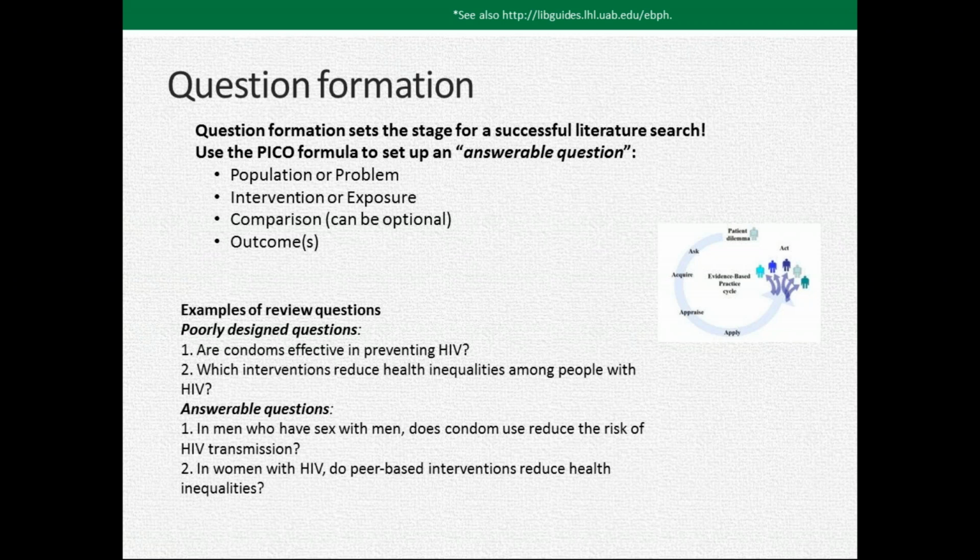Another example of a more poorly designed question is: which interventions reduce health inequalities among people with HIV? Now, I think if you think about that, that can be a kind of broad question. So again, you want to target it. So perhaps we might think, okay, let's think about women with HIV, that particular population, do peer-based interventions, a particular intervention, reduce health inequalities, the outcome. Okay? That make sense?